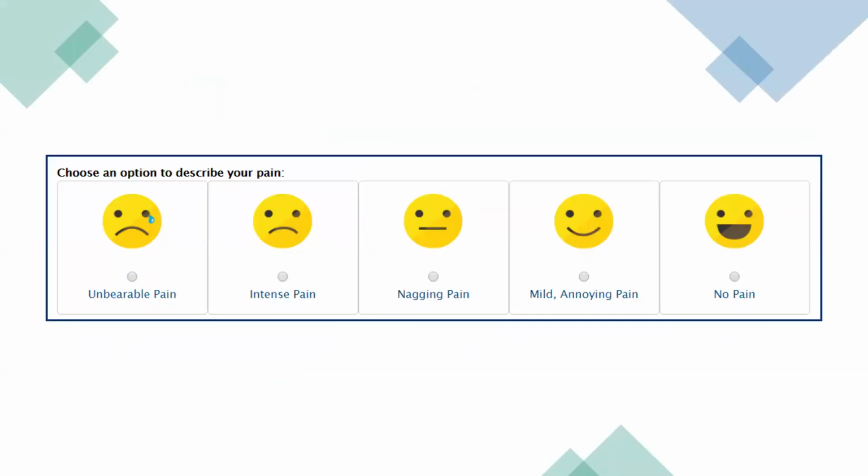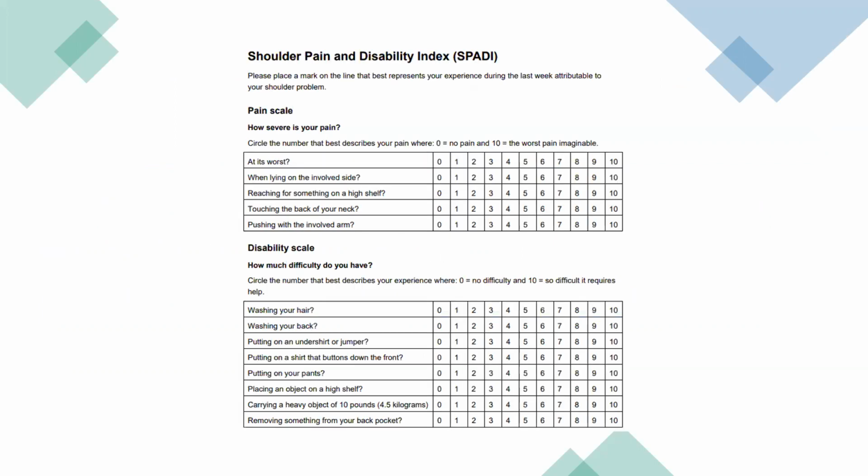Visual analog scale is something very similar to this. The authors did not include a picture of the specific analog scale they used, but this is just a sample. And this is how the shoulder pain and disability index looks, with 0 indicating no pain or no difficulty, and 10 indicating the worst pain imaginable and so difficult that they required help.